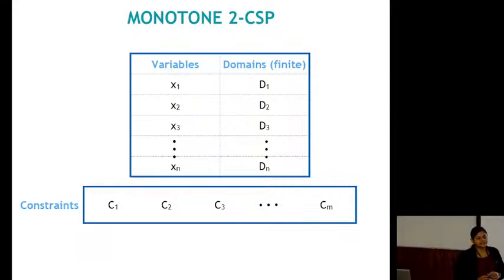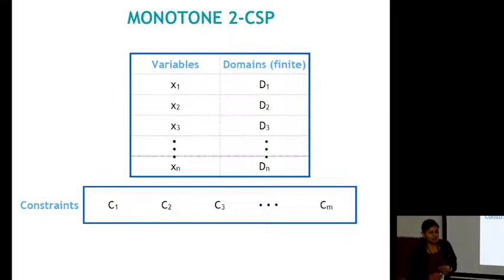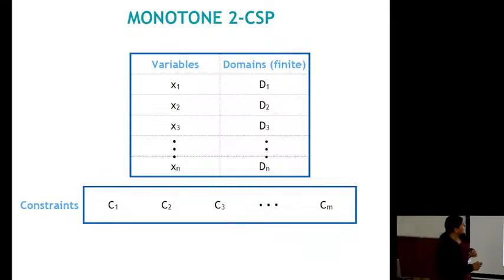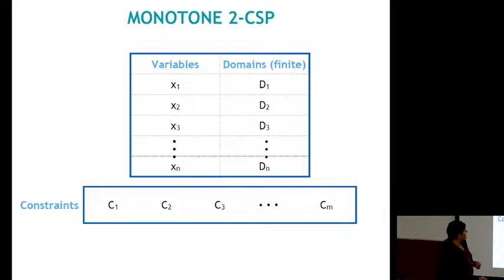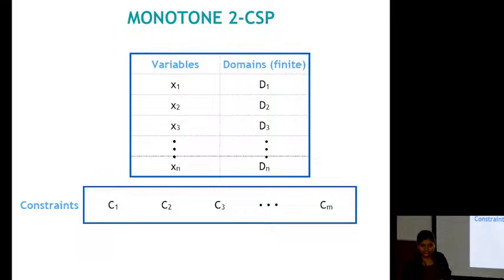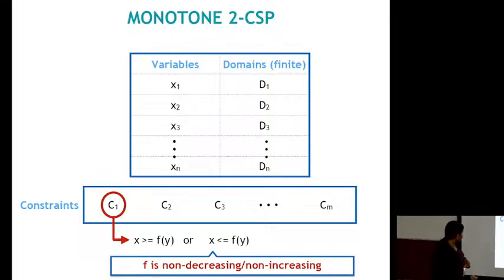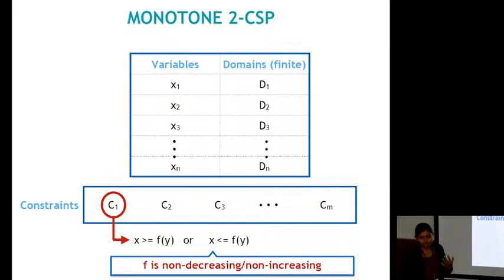So we will restrict ourselves to a special structured variant of the problem, which we call monotone 2-CSP. Again we have a finite set of variables, and now the domains are finite. For each variable, we explicitly have an input domain di, which is a finite set, and we have a structured set of constraints. Let us understand how our constraints look. Each constraint firstly involves at most 2 variables, and the constraints are of the following form.